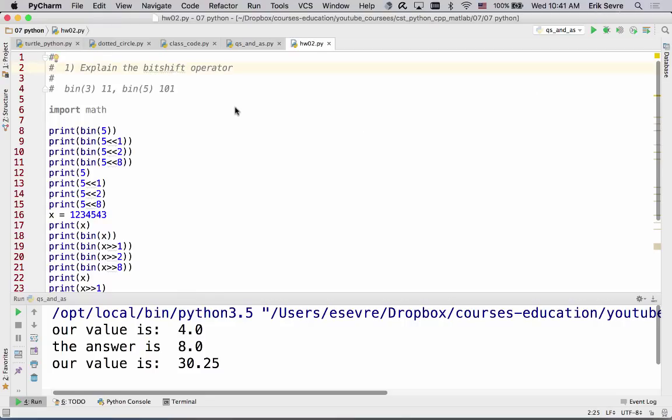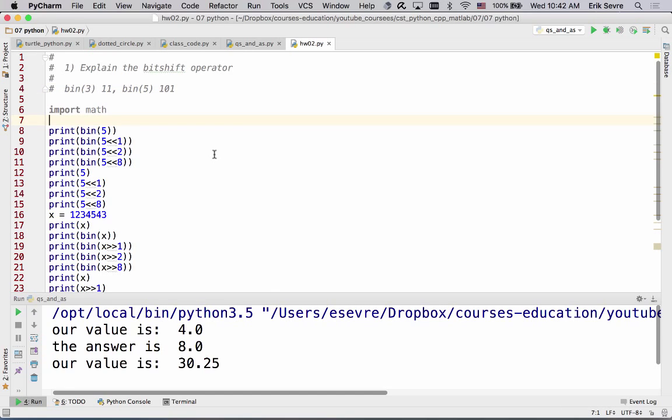Now, the bit shift operator in Python is this double less than symbol. And to understand the bit shift operator, we have to have a basic understanding of binary numbers. So if we want to represent the binary number 3, we're going to write that as 1, 1. If we want to write the binary number 5, we're going to write that as 1, 0, 1.